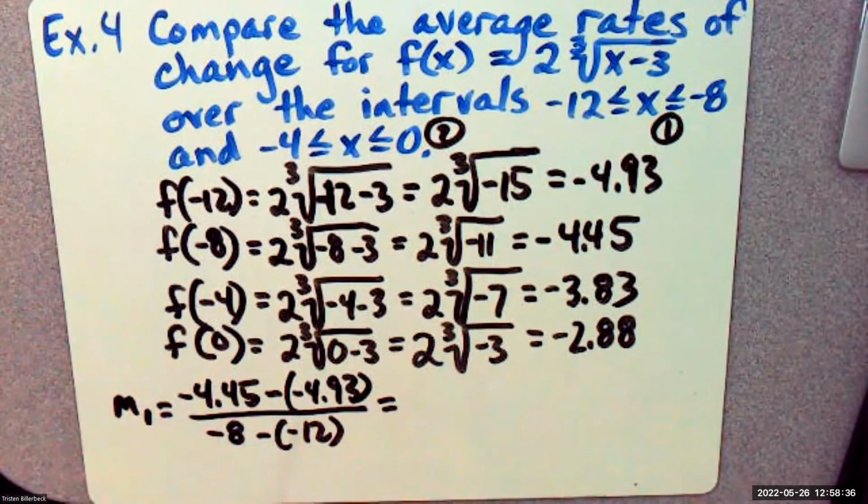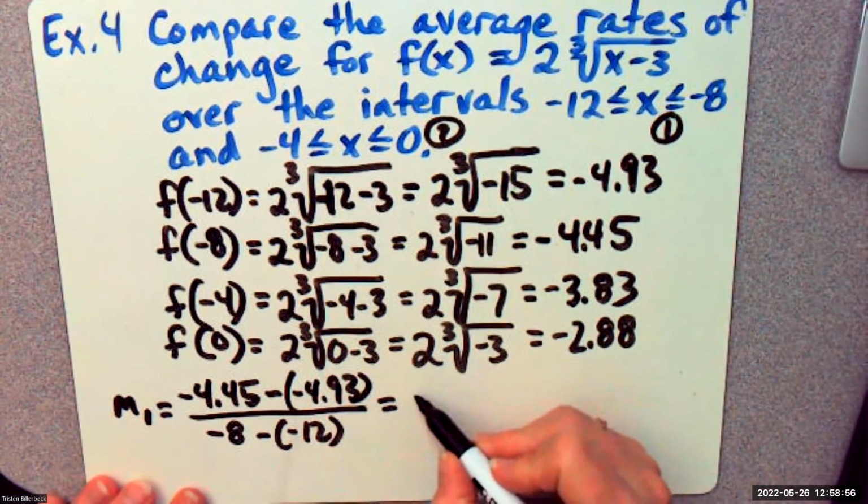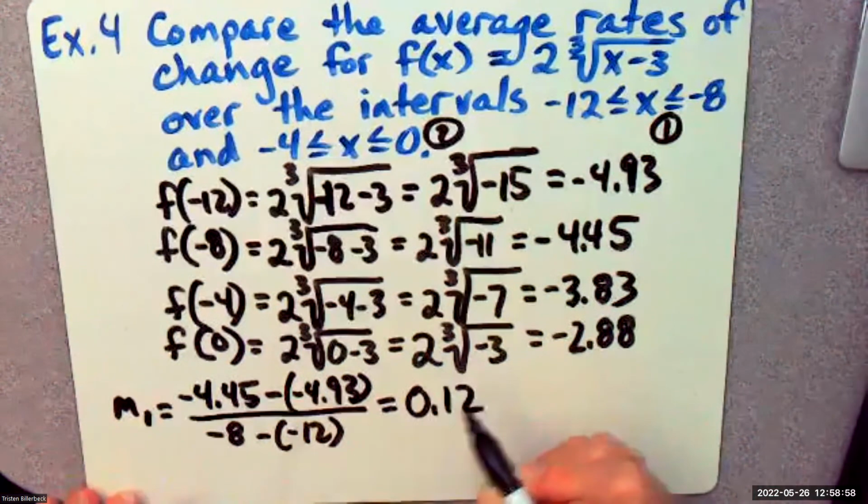All right, so let's do that quickly. I am going to use my calculator right now, so please excuse me. So 4.93 minus 4.45, and then I'm going to divide by 4. Okay, so that gives me 0.12.